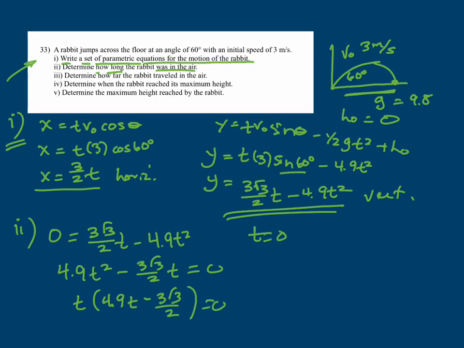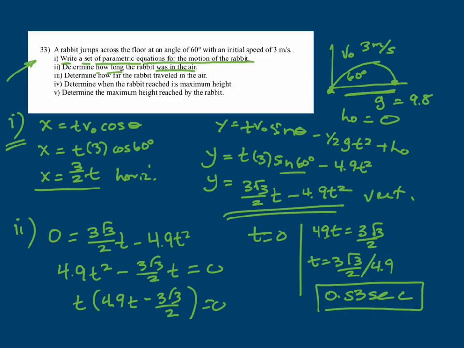So t equals 0, which of course is the time he started, right, down there. And then the next one would be 4.9 t equals 3 square root of 3 over 2. So t is 3 square root of 3 over 2 over 4.9. So if you use your calculator for that, you should get 0.53 seconds. That's how long the rabbit traveled in the air.